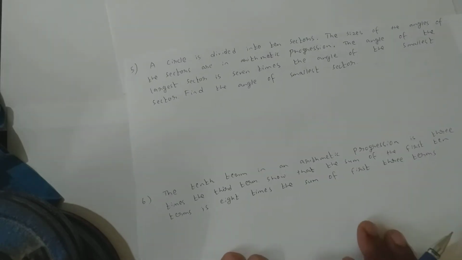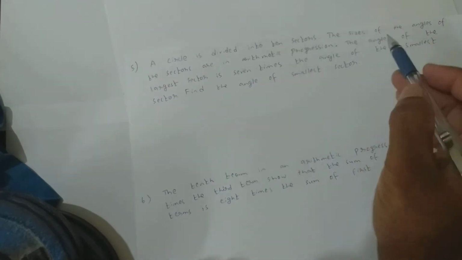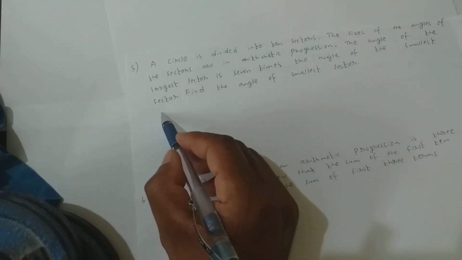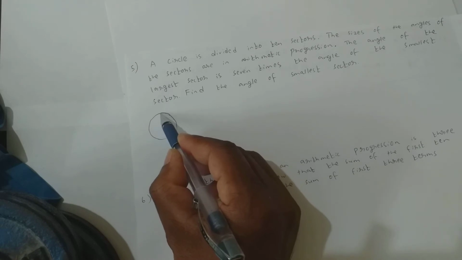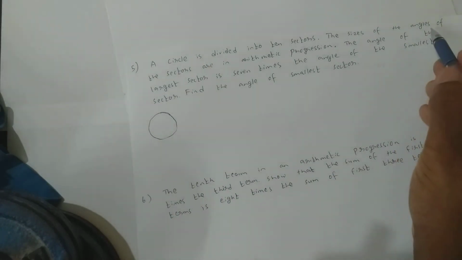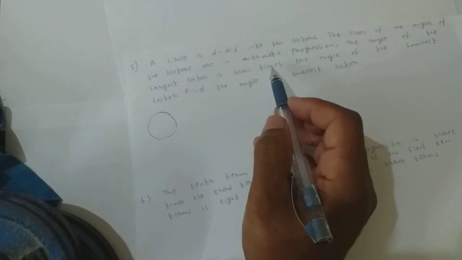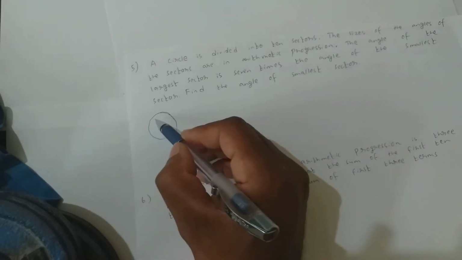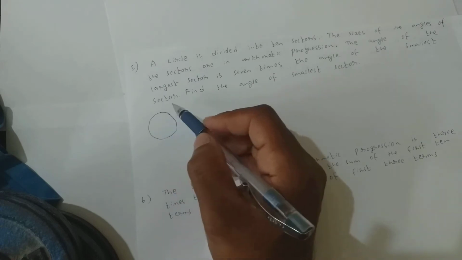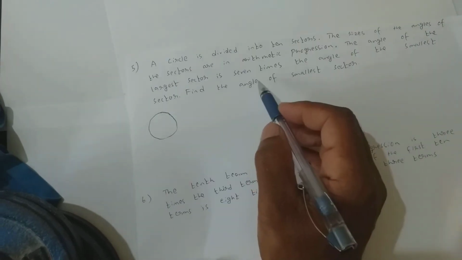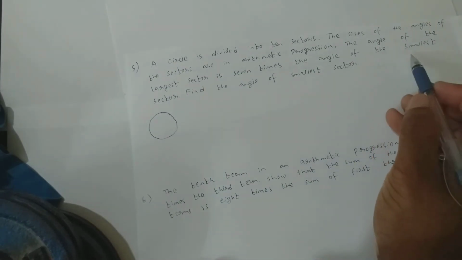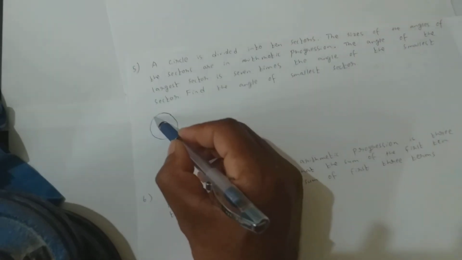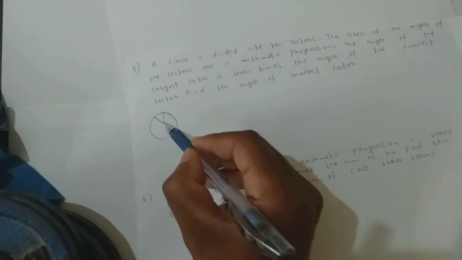Now look at the next sum. A circle is divided into sectors. The sizes of the angles of the sectors are in AP. So the angles, when they are divided, are in AP. The angle of the largest sector is 7 times the angle of the smallest sector. That means it's being increased.